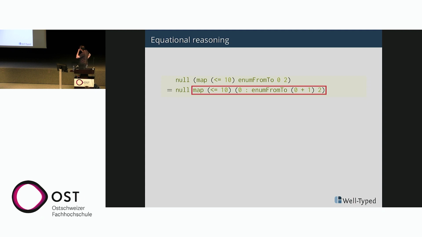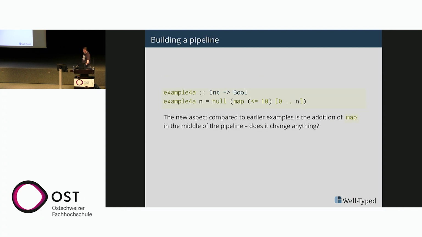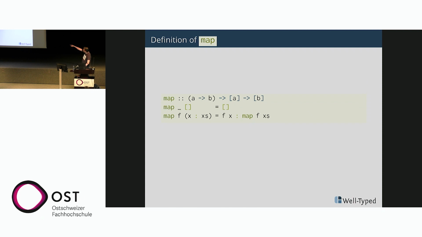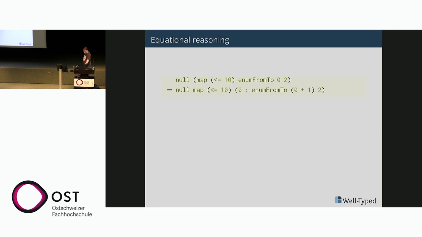So then the question is, can we reduce this call to map, right? And if you look at the definition of map, you can see, again, we perform pattern matching on the list. We don't perform any real pattern matching on the function. So if we take this slightly relaxed view, the function map is strict in its second argument, but not in its first. So after we have reduced enum from 2, we can reduce map. And then we get this.